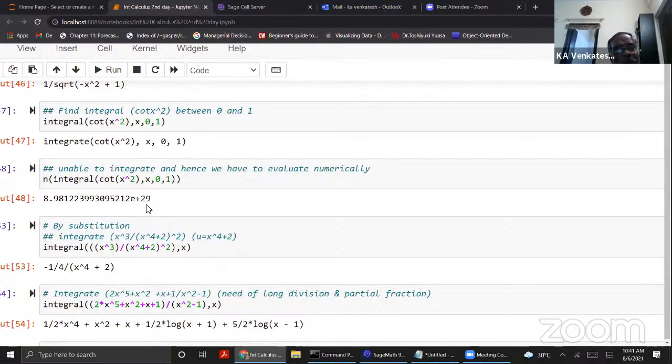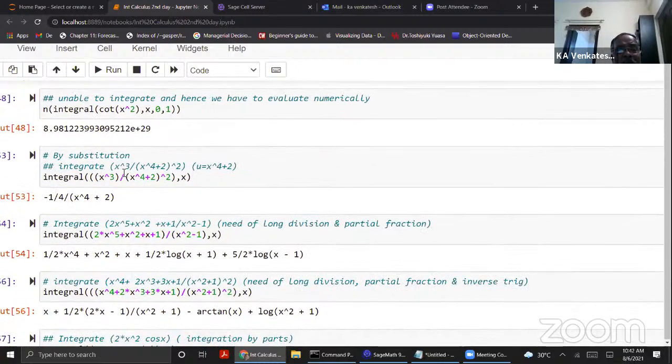So now the substitution we use. For example, if you take the integral of x cube by x power 4 plus 2 whole square. Here, by the substitution method, we take u equal to x power 4 plus 2. Then we have to calculate du. Algebraic manipulation is needed, because du is going to become 4x cube, and here only x cube is there. So multiply and divide by 4. We have to do that algebraic manipulation.